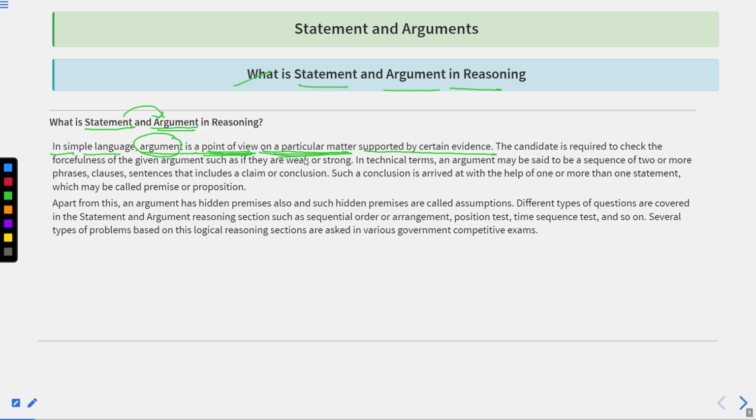Both the arguments are somewhere correct. But if there is a third argument which says that mobile phones are causing distractions to the students, so this is nowhere related to the statement that has been provided. This is something more like a statement in itself, and it is nowhere related also. So that type of argument will be considered to be a weak argument.